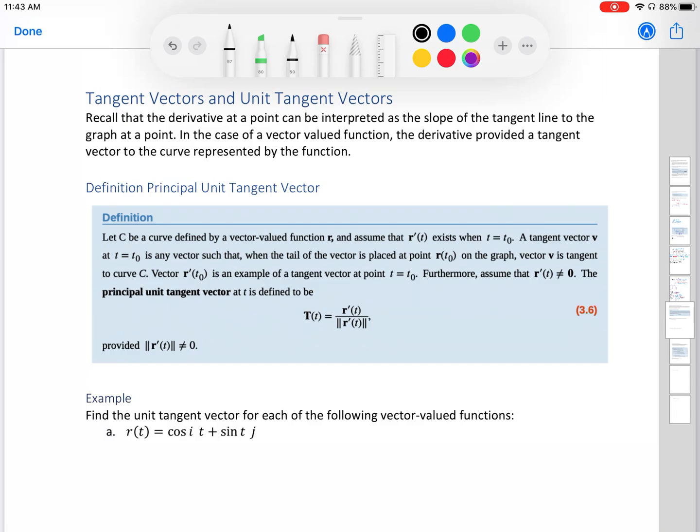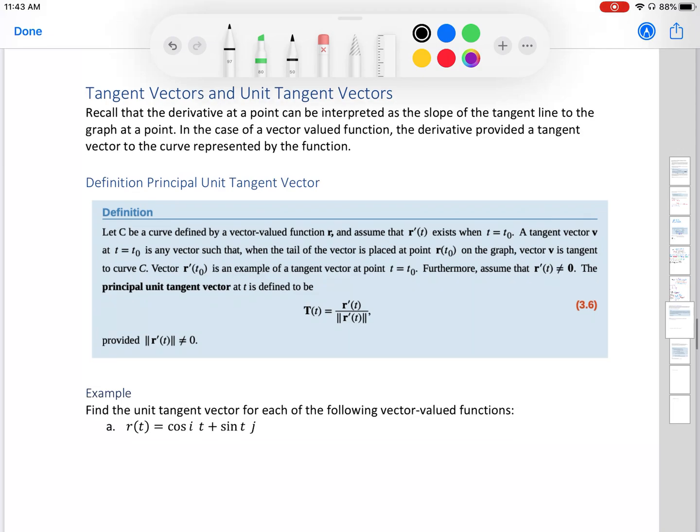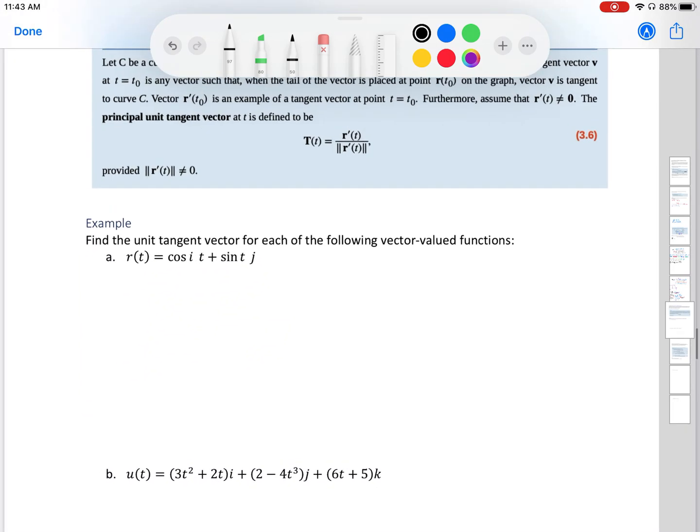Okay, let's do an example. I'll do the first one with you. I think you'll be able to do the second. Now, you know how to do this. We're just applying this new idea and this new definition. So to find the unit tangent vector for our first example, it reads, find the unit tangent vector for each of the following vector valued functions. All right, well, we need the derivative and then the magnitude of the derivative.